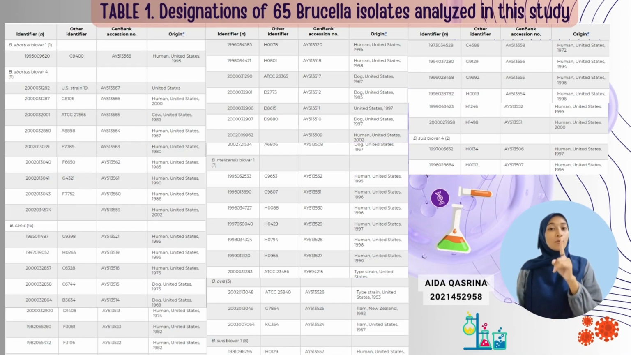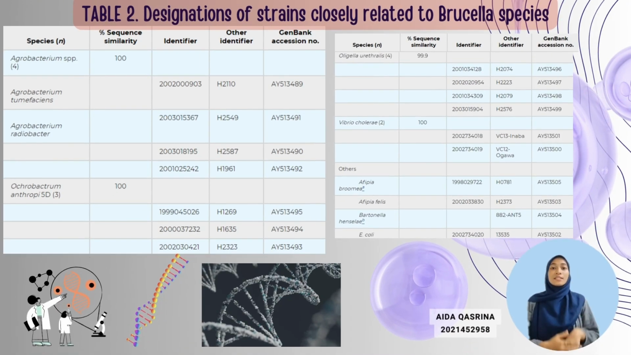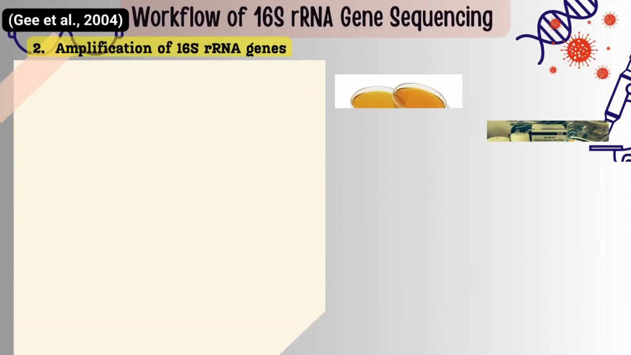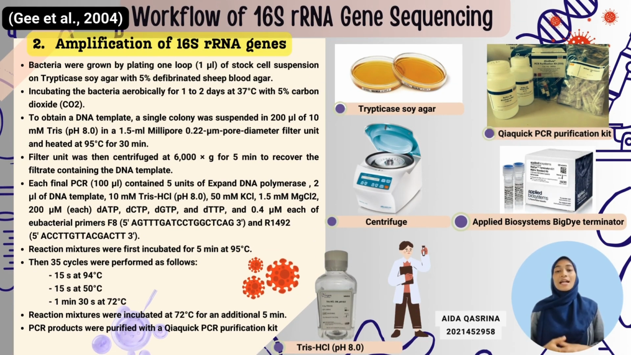This slide shows Table 1, which presents the designation of 65 Brucella isolates analyzed in this study. Table 2 on this slide presents the designations of strains closely related to Brucella species. The next step is amplification of 16S rRNA genes.